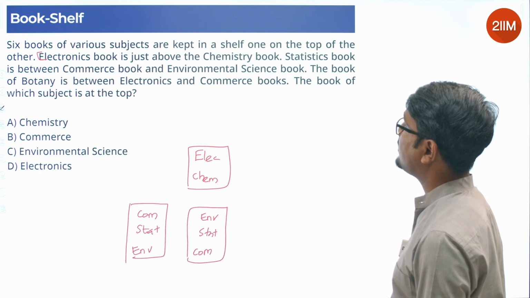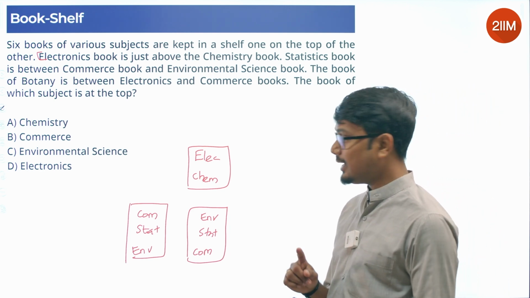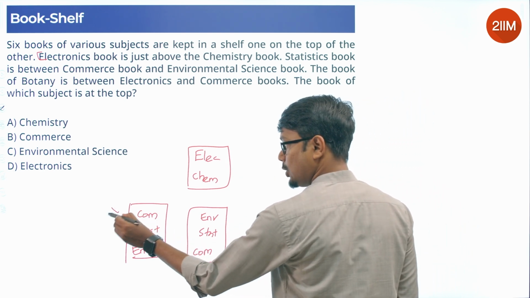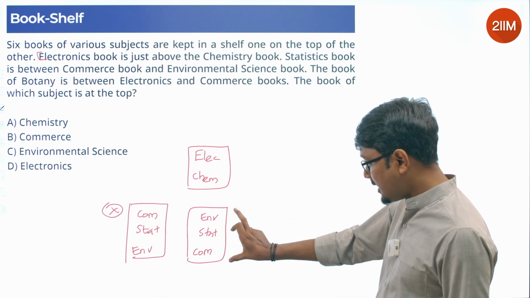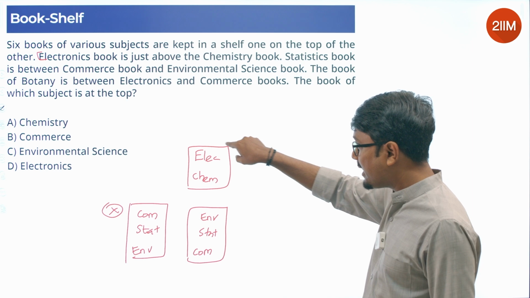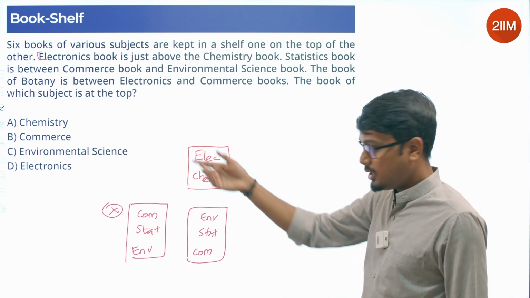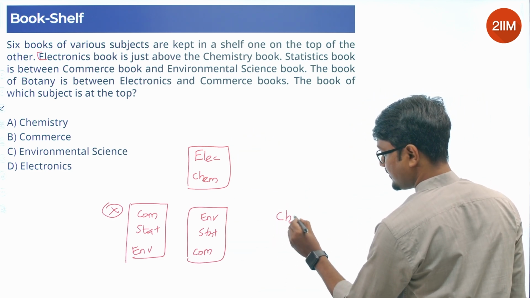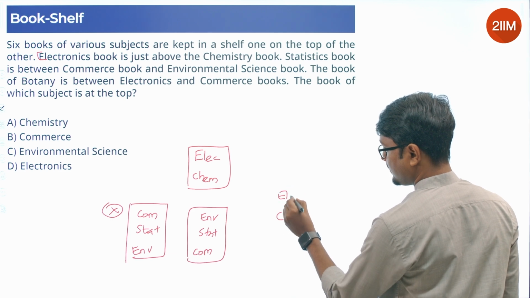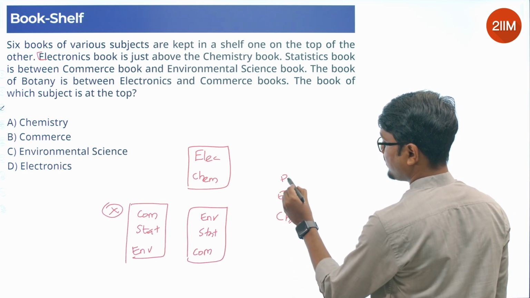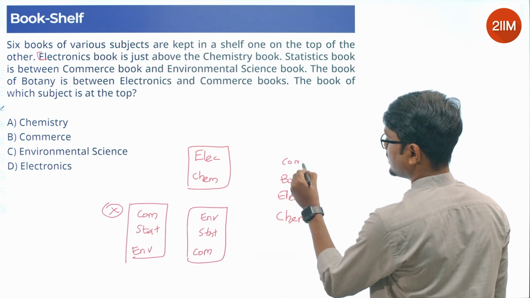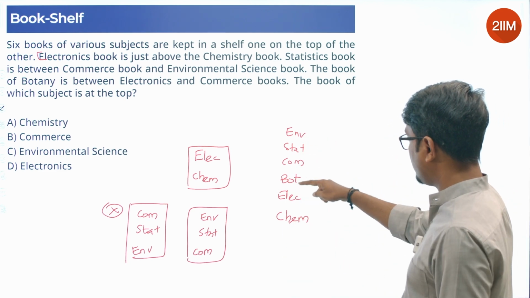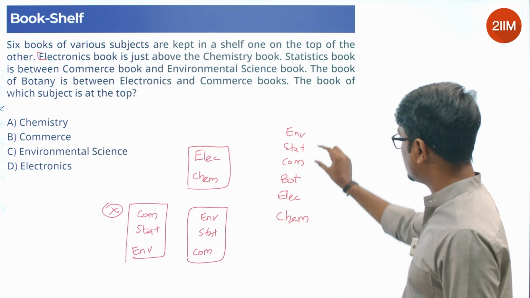The book of botany is between electronics and commerce. Okay, in that case, this will not work. Why? If I stack this a little above, there will be a gap. The gap should be filled by botany, because botany is between electronics and commerce. So logically speaking, you have chemistry here, electronics here, and then botany, and then commerce, then stats, then environment. So we have this: 1, 2, 3, 4, 5, 6. 6 books, we got it.